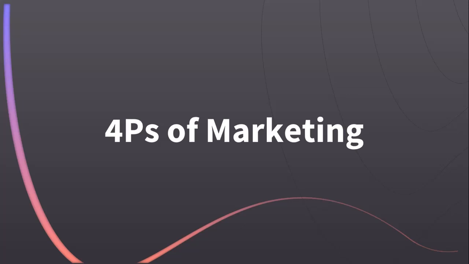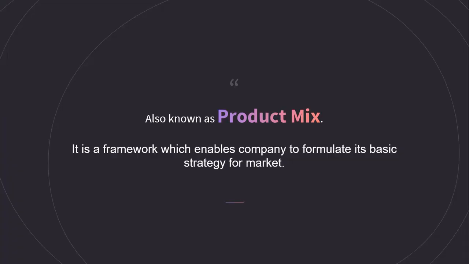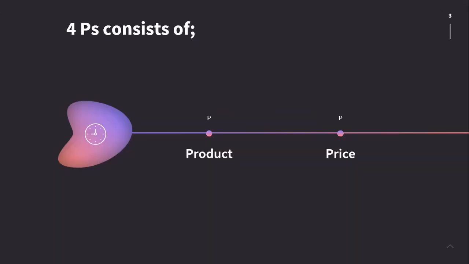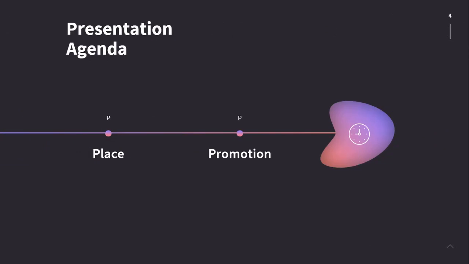Today I'm going to discuss the 4 P's of marketing. The 4 P's of marketing are also known as the product mix. It is a framework which enables any company, any brand, to formulate or design their basic strategy for the market. So the 4 P's consist of the product, the price, the place and promotion. I'm going to discuss each one of them in detail.